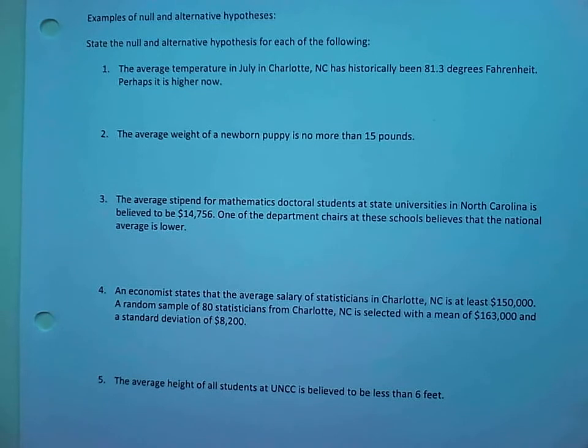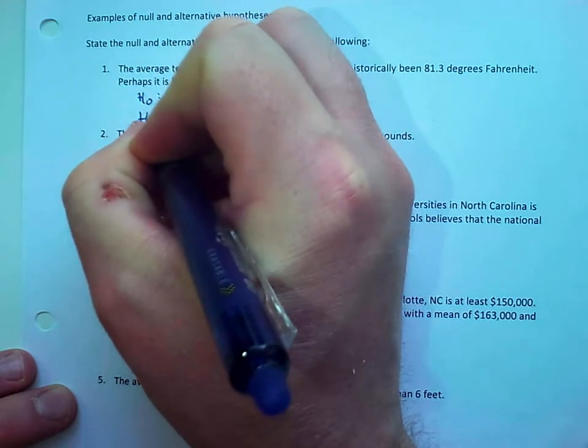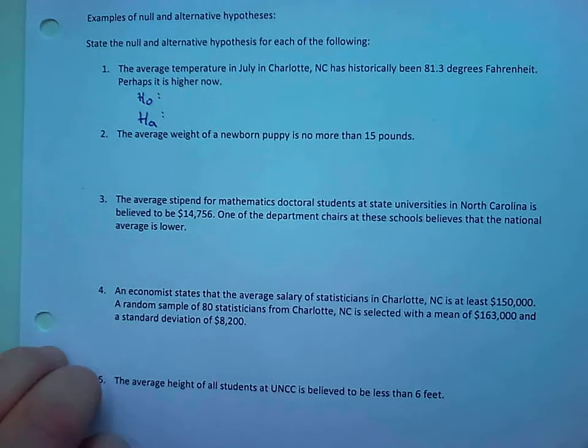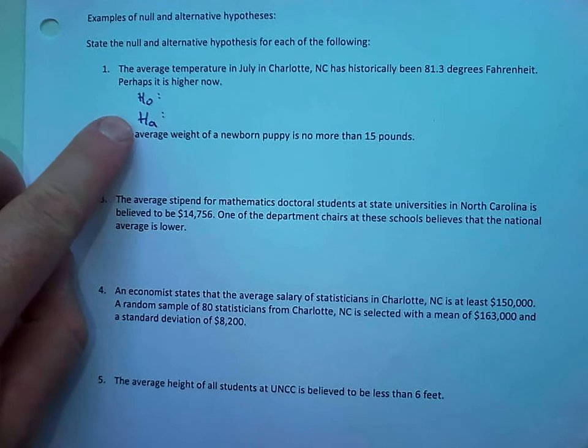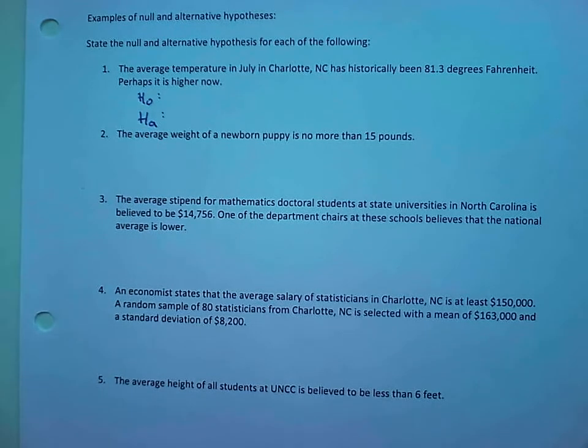The average temperature in July in Charlotte, North Carolina has historically been 81.3 degrees Fahrenheit. Perhaps it is higher now. Alright, so what we're going to do for all of these questions is write down the null and the alternative hypotheses. Again, the null hypothesis is H0, and the alternative hypothesis is HA.